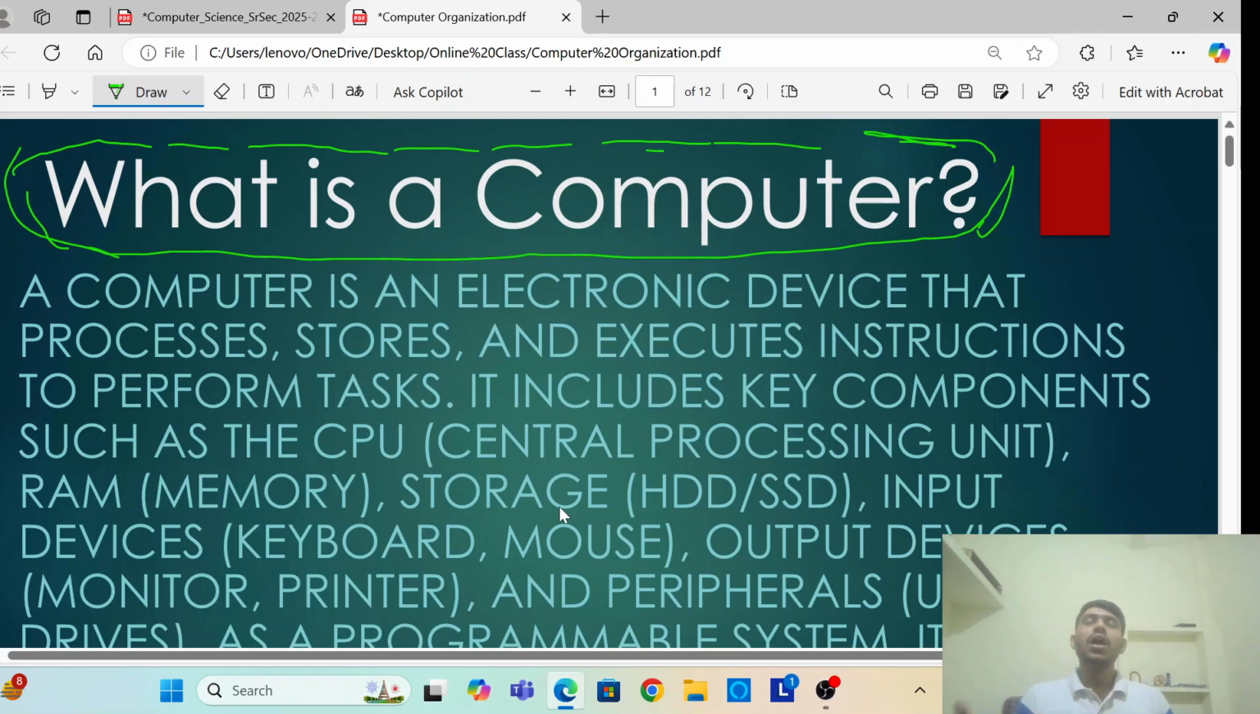So this is today's era, how fast the things are updating. Before that, we should know what the different units a computer has and what the definition of a computer is. A computer is an advanced electronic device that processes, stores and executes the instructions to perform certain tasks.